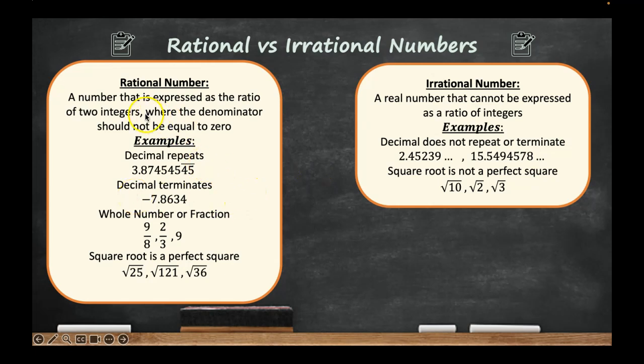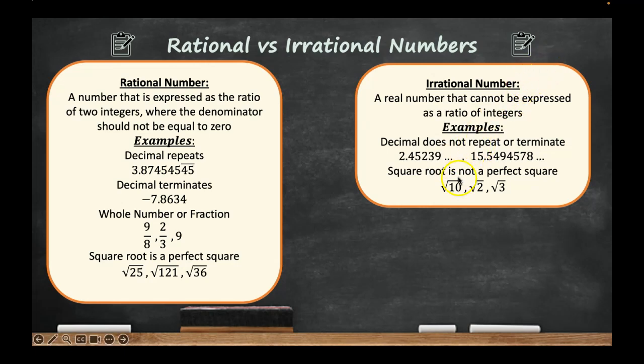So a rational number is a number that is expressed as the ratio of two integers, where the denominator should not be equal to 0. While irrational is a real number that cannot be expressed as a ratio of integers. So let's look at the two options when it comes to an irrational number. It's either a decimal that never ends. Notice that they have a dot to end. It never ends and it has no pattern. That's what makes it irrational.